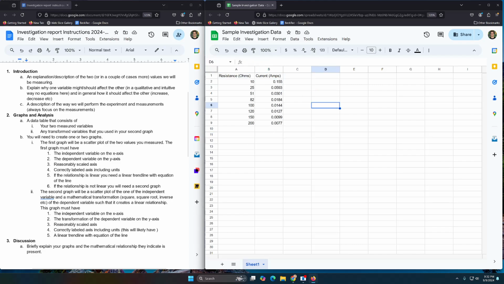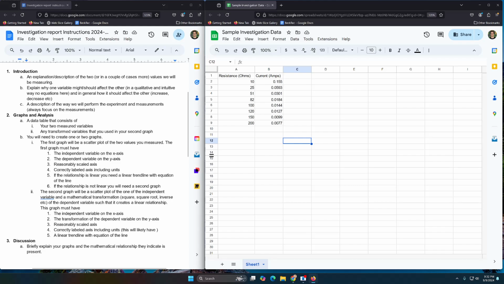And here I've got my little reminder of what you need for the instructions here. So a data table, two measured variables, any transformed variables using your second graph. Right now I just have my measured variables. I don't need anything else, so that's done. I'll need to copy that into my report, but that's easy to do.